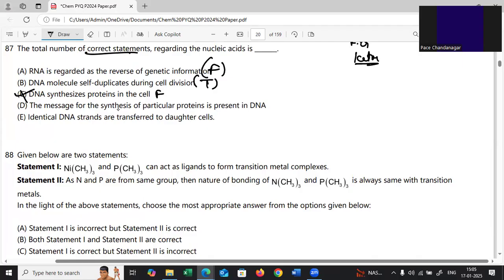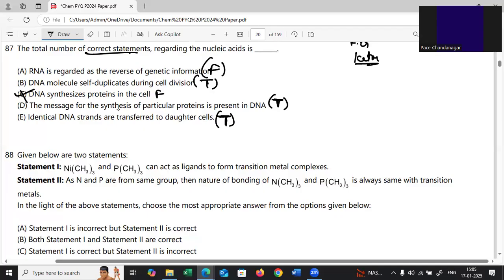Then the message for the synthesis of particular proteins is present in the DNA. True, yes. Then identical DNA strands are transferred to the daughter cells. True, true, true. So please remember these things. This is all your theory part. Definitely. So how many total number of correct statements did we get? Yes. Next, question number 88.